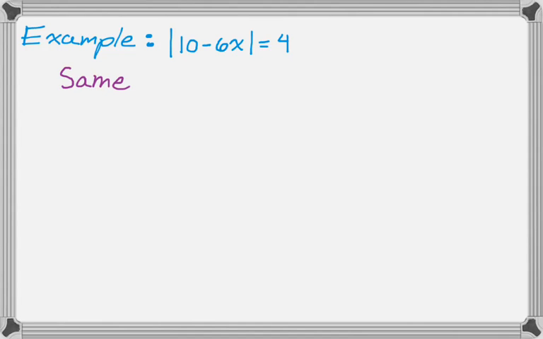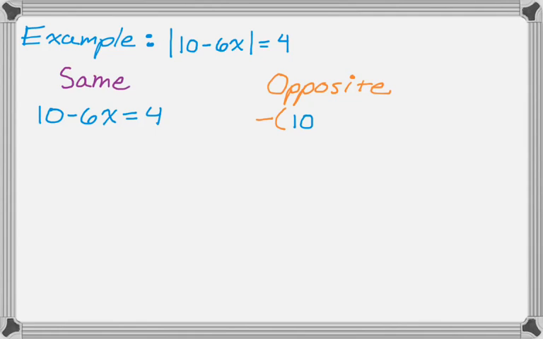Let's take a look at another example. So solving absolute value equations is not the toughest thing in the world. So here we have the absolute value of 10 minus 6x equals 4. So we get two equations, one in which the thing on the inside is the same, so 10 minus 6x is just equal to 4. The other, where we need the opposite of the thing on the inside, so that's going to be the opposite of the quantity 10 minus 6x equals 4. You definitely want to use those parentheses there.